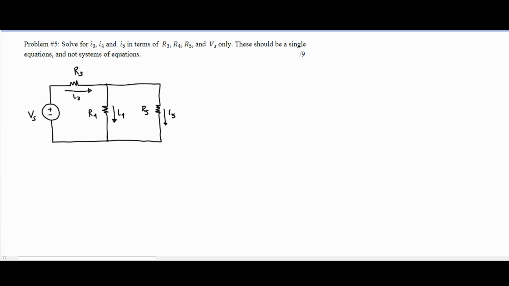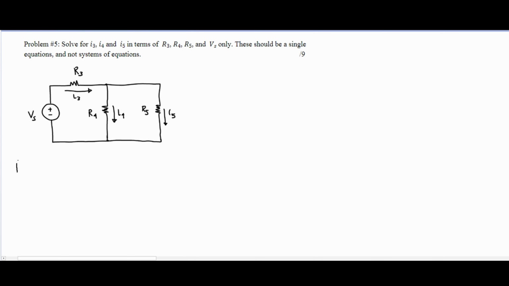For this problem, we have to solve for I3, I4, and I5 in terms of R3, R4, and R5, and Vs only. We should only have single equations and not a system of equations. First thing that we're going to do is solve for our I3. That's going to be the current right here.